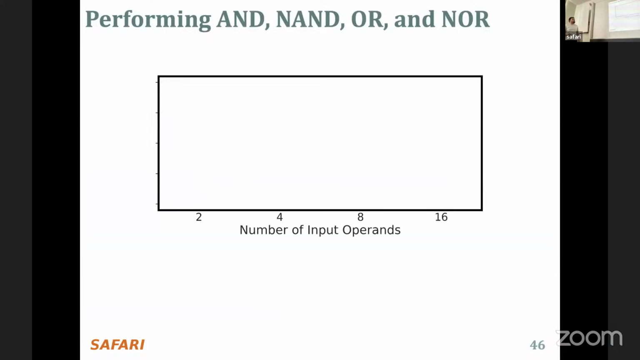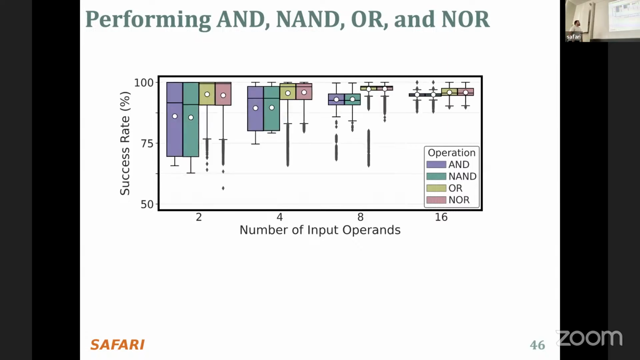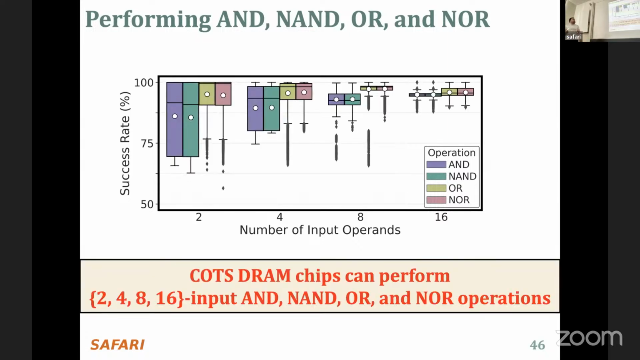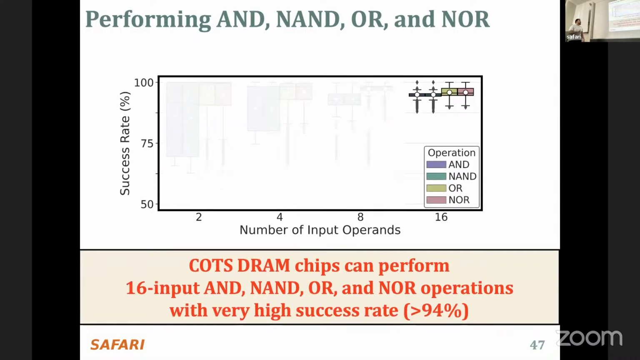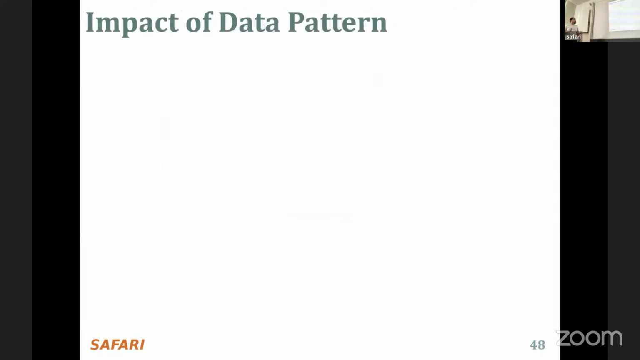On the x-axis, we have the number of input operands. And on the y-axis, again, we have the same reliability metric, success rate. Here in the legend, we have the operations AND, OR, and NOR. And as you can see, we conclude that off-the-shelf DRAM chips can perform 2, 4, 8, and 16 input AND, OR, and NOR operations. And when we focus on the 16 input operations, AND, OR, and NOR operations have a very high success rate, more than 94%.